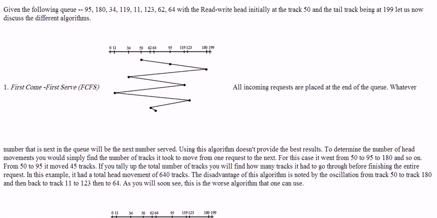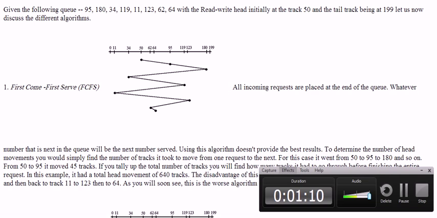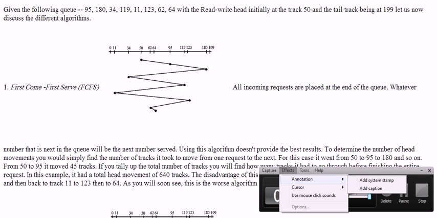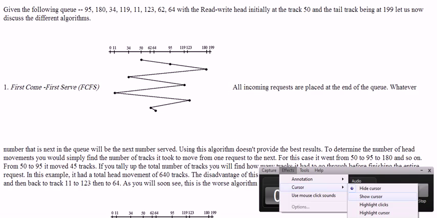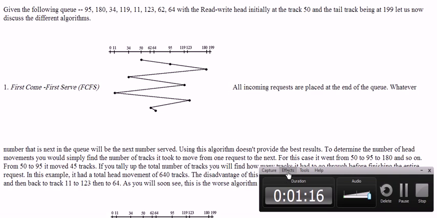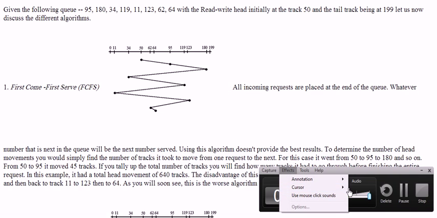So given the following queue, we have 95, 180, 34, 119, 11, 123, and so forth. Let me try to pick an annotation here, show cursor. Okay, this is highlight clicks, right?